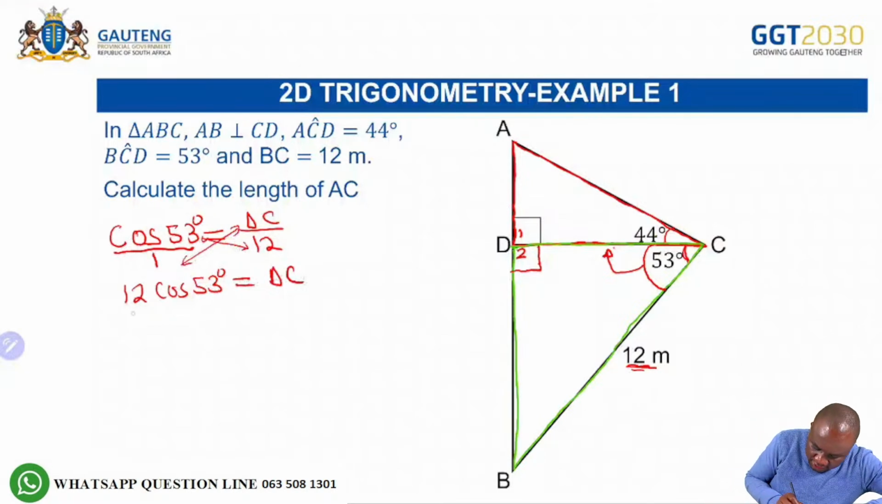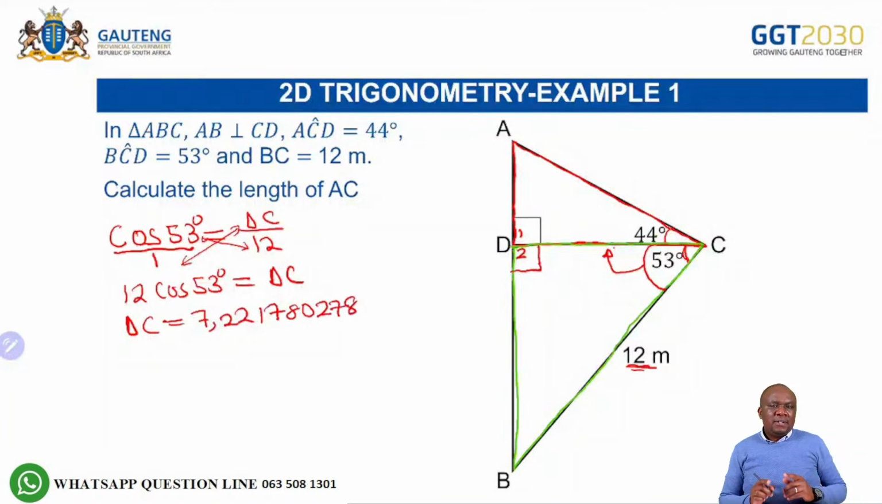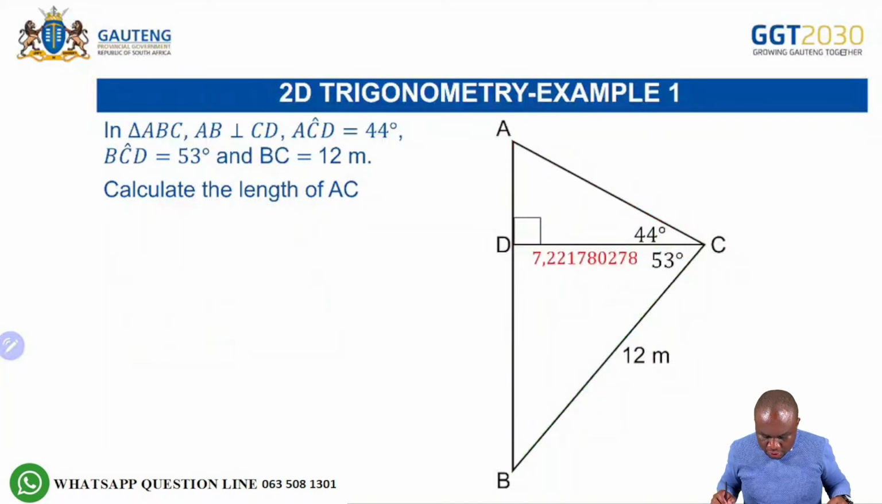12 cos 53, I got 7.221780278. Now, I am not going to round off because the question never said find DC. The question says find AC. And remember, grade 10, we cannot round off during calculation. We're going to round off our final answer. So now we have our DC, which is 7.221780278.